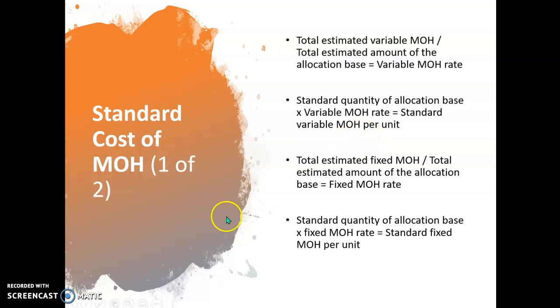And for fixed overhead, well, this will be easier when you see problems. The verbiage is hard, I think, to swallow. The total estimated fixed manufacturing overhead divided by the total amount of the allocation base gives you a fixed manufacturing overhead rate. Then we take our allocation base times the rate, which gives us a standard fixed manufacturing overhead per unit.